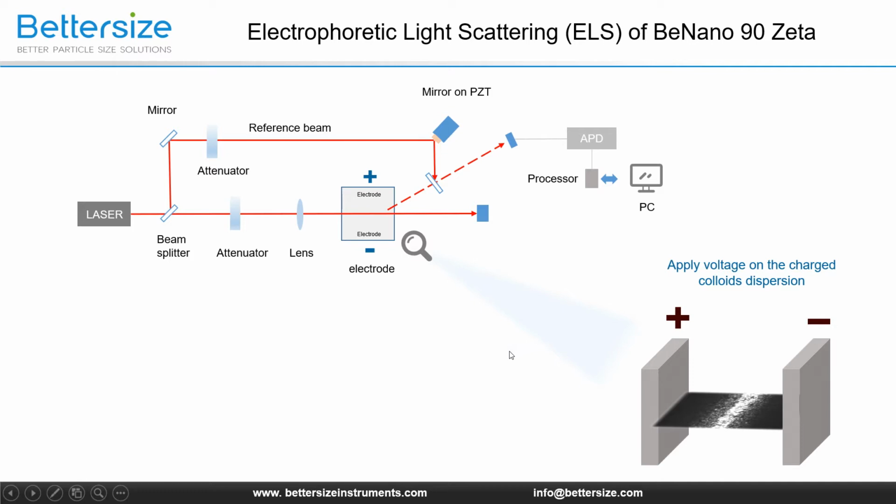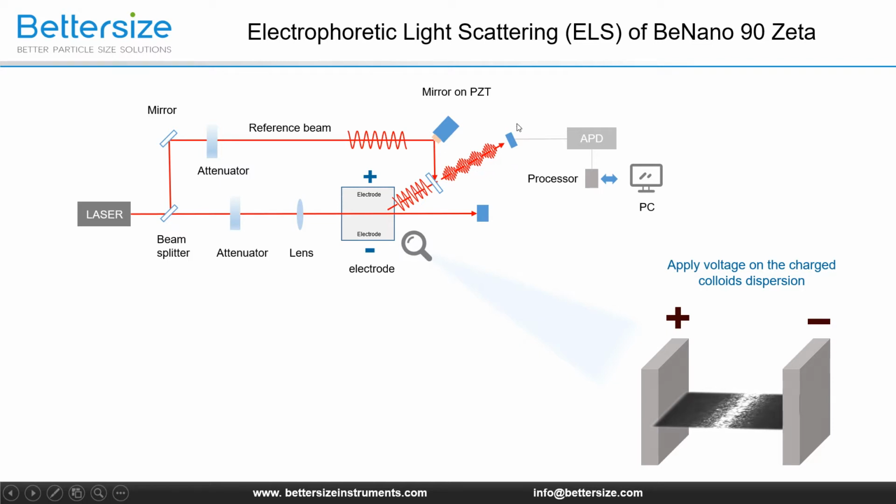Another technology employed by the Binano 90 Zeta is ELS, which is a light scattering technology utilized to measure the surface charges of particles suspended in a solution via Doppler shifts in scattered light. After applying an electric field to both sides of the sample cell, the charged particles dispersed in the sample suspension undergo electrophoresis movement. Due to the Doppler effect, the scattering intensity has a frequency shift compared to the incident light. The magnitude of this shift depends on the velocity of the electrophoresis movement of the particles.